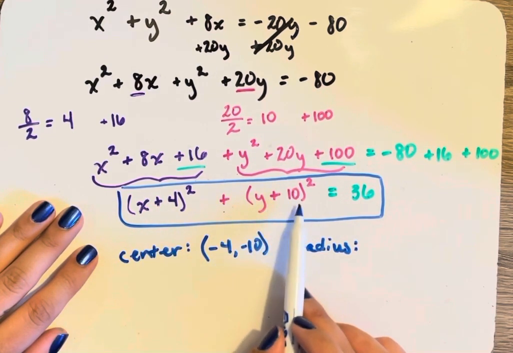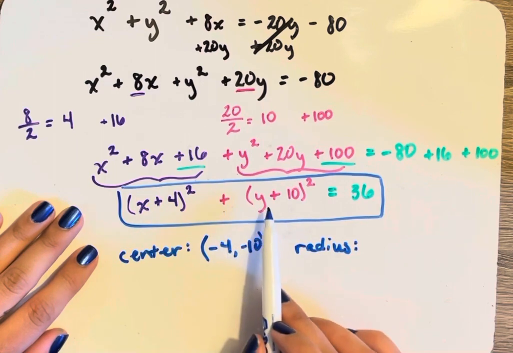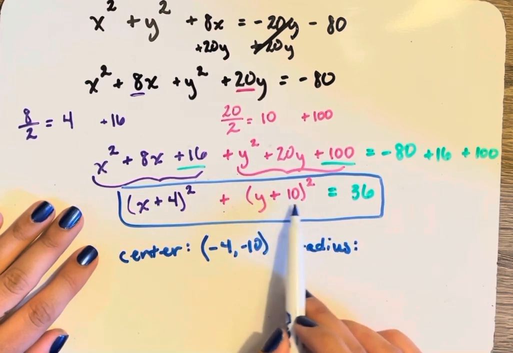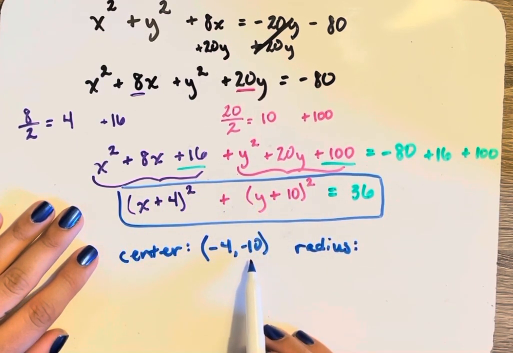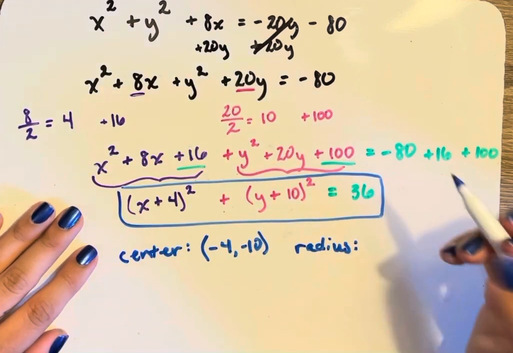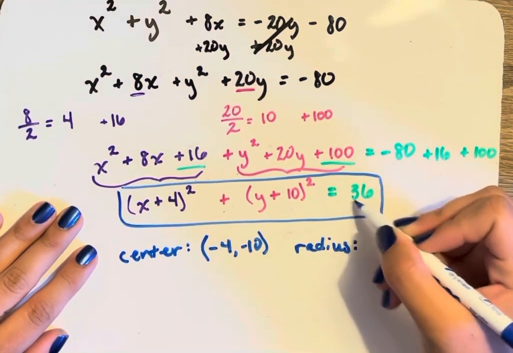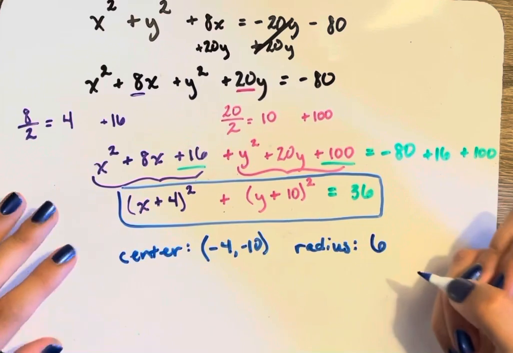Same thing over here. It was y plus 10, but the standard form is y minus k, so I had to change that sign. So -4, -10. My radius is the square root of 36, which is 6.